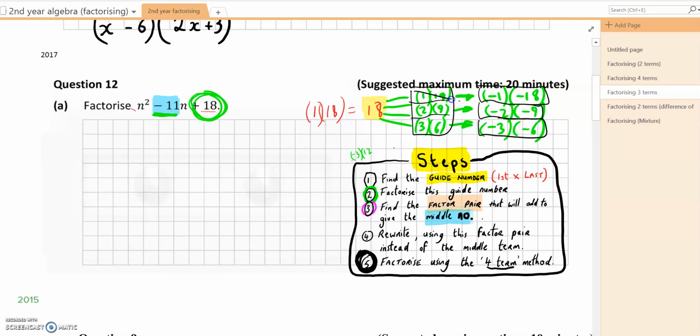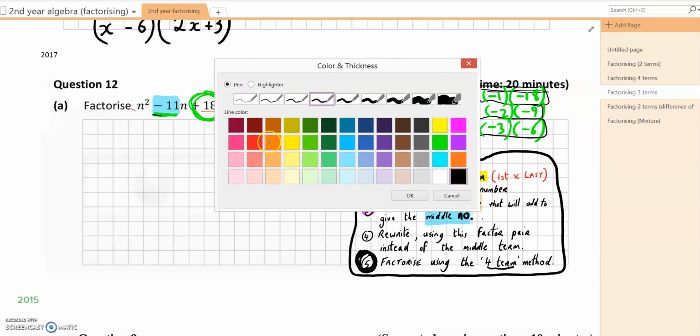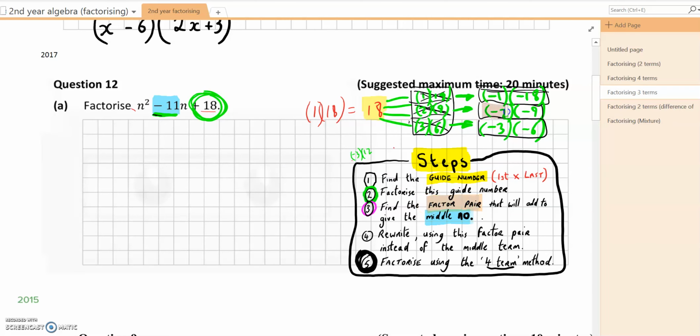Well, 1 plus 18 is 19. 2 and 9 is 11. Is 11 it? No, it needs to be minus 11. And 2 and 9 just give me 11. So it's not 2 and 9. 3 and 6 give me 9. No. Minus 1 minus 18, that's minus 19. No. Minus 2 minus 9. Yeah. That gives me minus 11. So that is my answer. That is my factor pair. Yeah, the factor pair that I need to use.